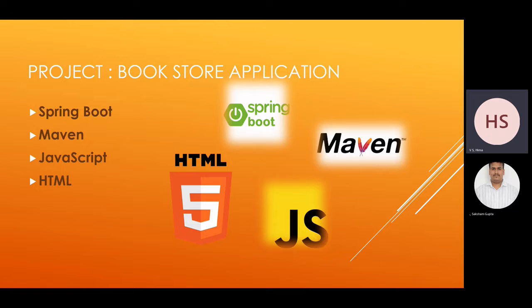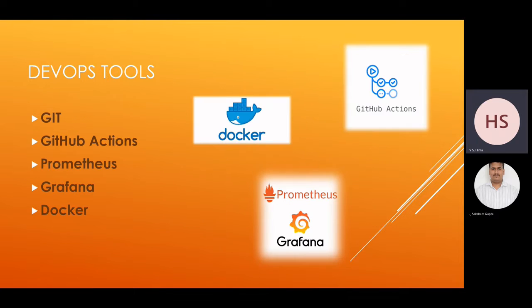So the project is a bookstore application. The application is built upon the technologies Java, Spring Boot, Maven for the backend, HTML and JavaScript in the front end. The DevOps tools that we have used for this product are GitHub, GitHub Actions, Docker, Prometheus, and Grafana.